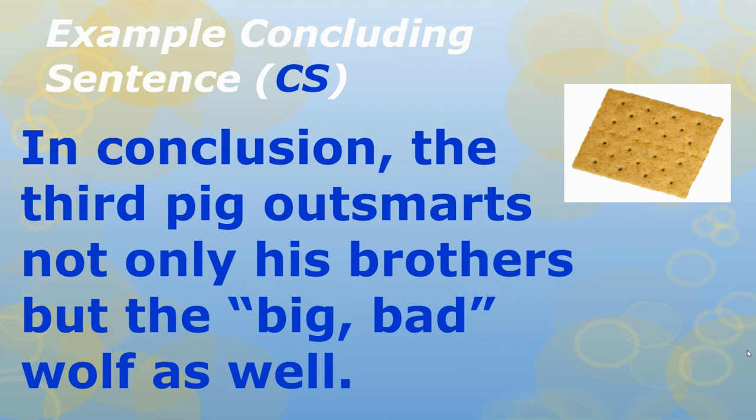So for example, we could say in conclusion, the third pig outsmarts not only his brothers, but the big bad wolf as well. It's not exactly the same. We're not saying the third pig is wise, but we're talking about him outsmarting his brothers and the wolf, which effectively means the same thing, but summing up some of the evidence that we mentioned in the text. So this concluding statement restates our main idea, but showing what we've talked about throughout the paragraph with our evidence and commentary.